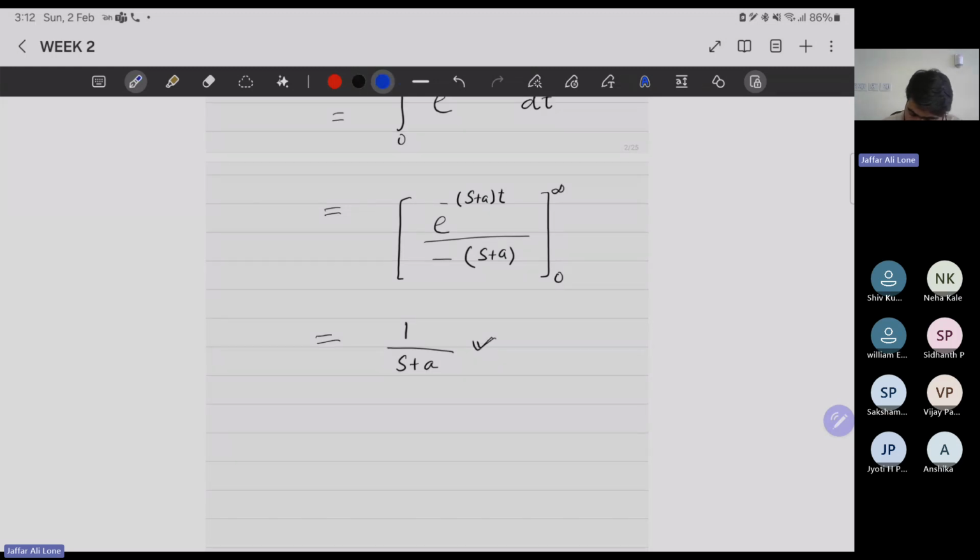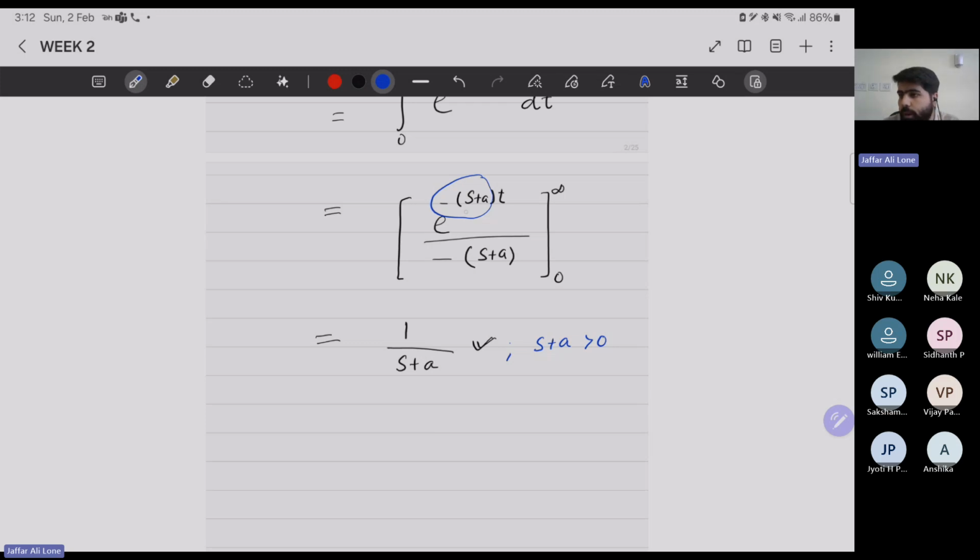You have assumed this s plus a to be positive. Why? Because if s plus a is positive, then this whole exponent will be negative, and only then will you get 0 on putting infinity. If s plus a is negative, then minus into minus is plus, and on putting infinity, it will blow up.